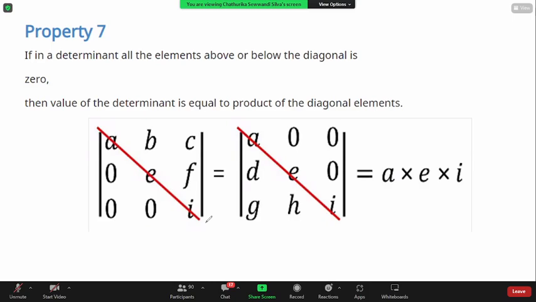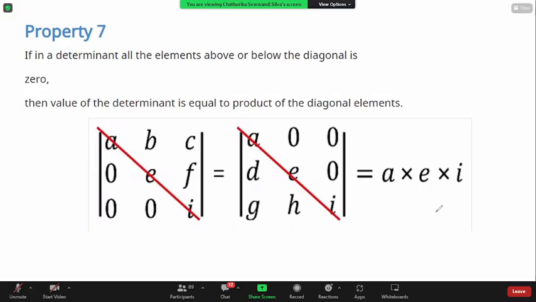For an upper triangular or lower triangular matrix, if you want to find the determinant, what you have to do is just multiply the diagonal elements: A multiplied by E multiplied by I. This you can also check by yourself. You can create an upper triangular matrix on your own and find the determinant the usual way, usually with respect to the first row. Now you have the answer. Then you can find the determinant again by multiplying the 3 elements along the diagonal, and you will recognize both answers are equal.